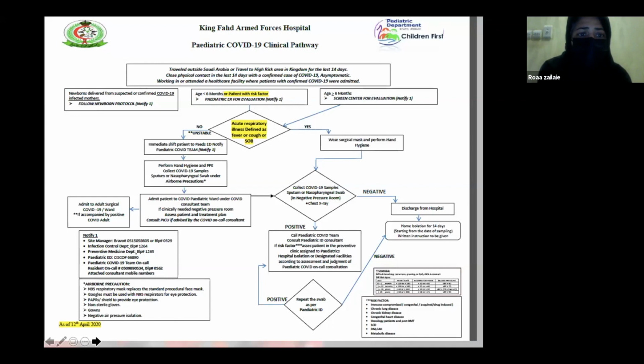To conclude, even though children tend to have a mild form of COVID-19, it does not mean we should ignore those who have the disease. We need to take measures to prevent them from becoming infected.